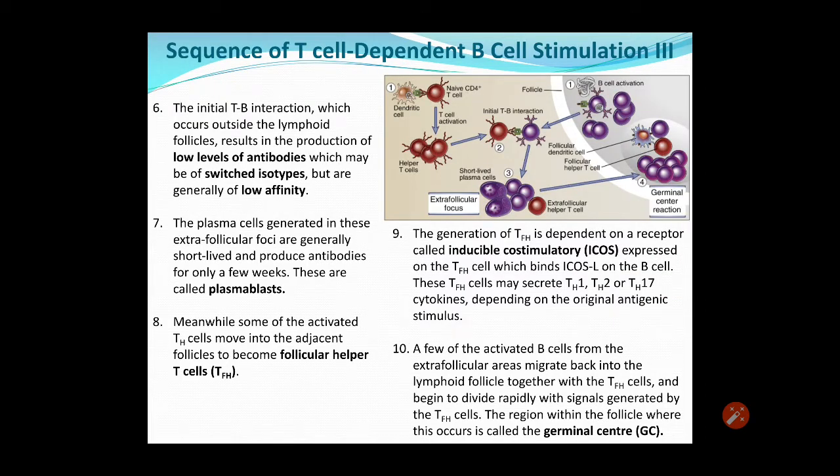So now we complete the story. With that initial T-B interaction and that linked recognition, both the T and the B cell get stimulated to differentiate further. I said that those B cells get stimulated into the short-lived plasma cells, what they call plasmablasts, where they go into rapid proliferation, so large numbers, where they produce antibodies, but they only last for a few weeks.